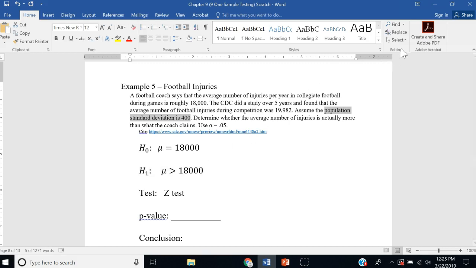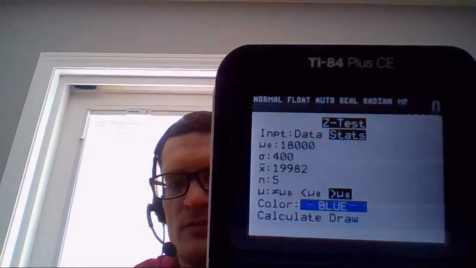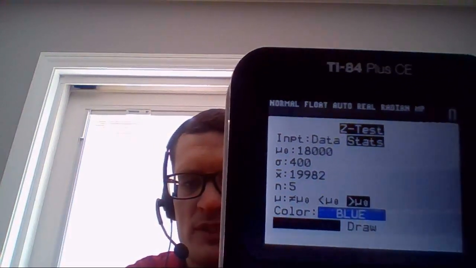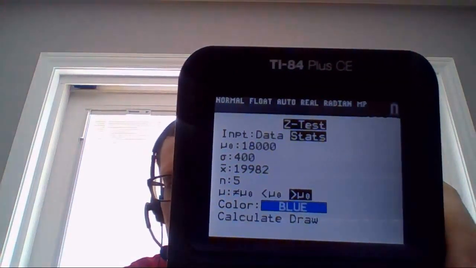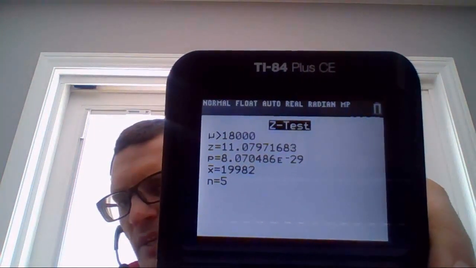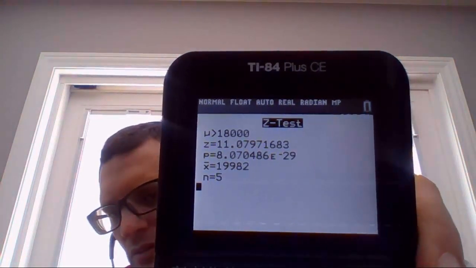Once again, just to show you my calculator screen, it looks like that. Push pause if you need, but that's what it is. So we go ahead and we calculate that. Notice what that p-value is. That p-value is in scientific notation.